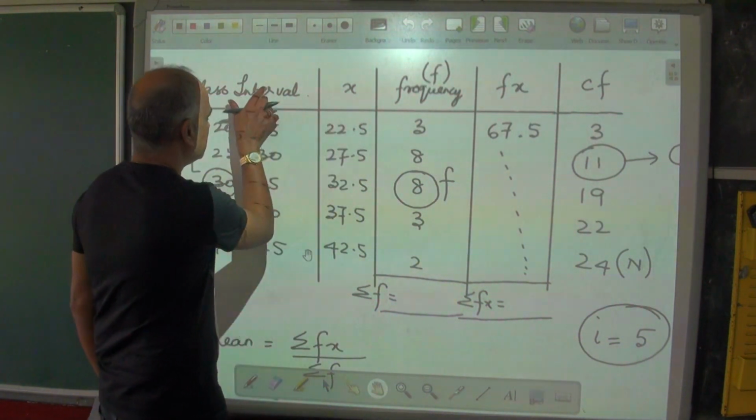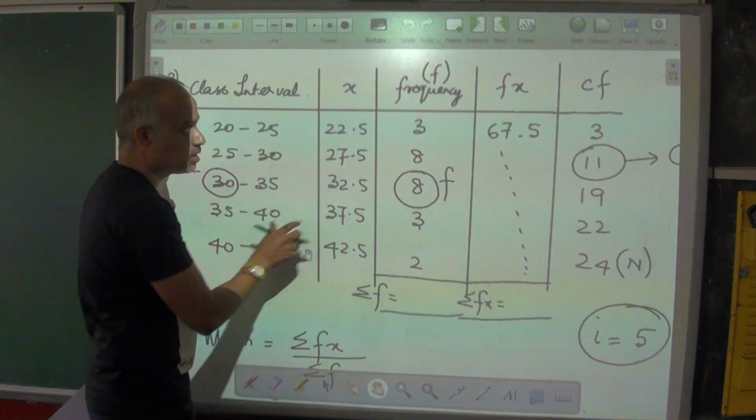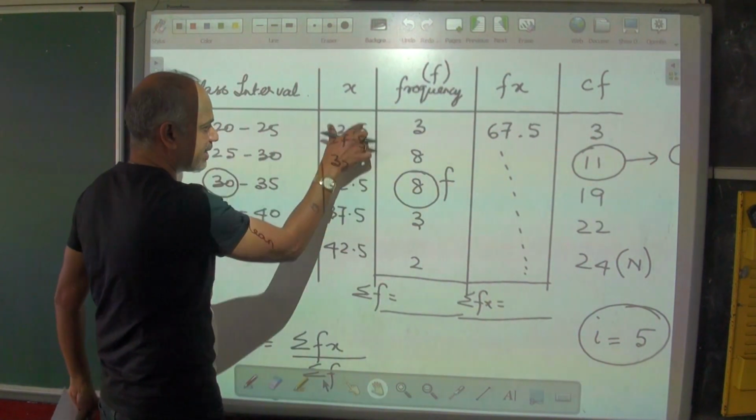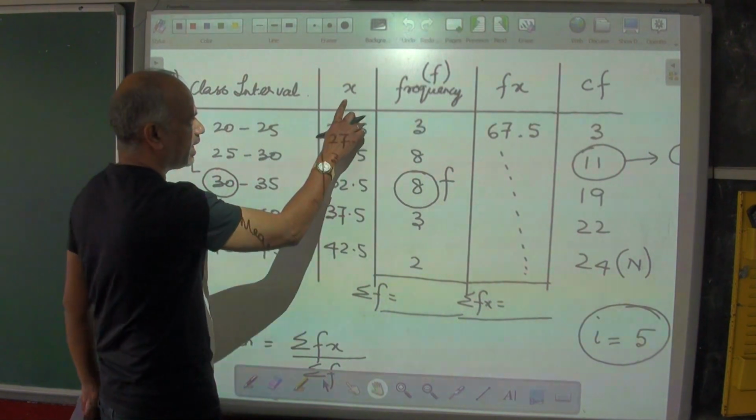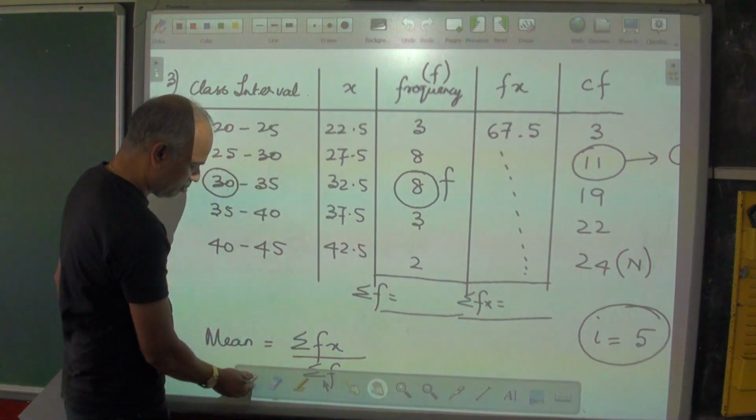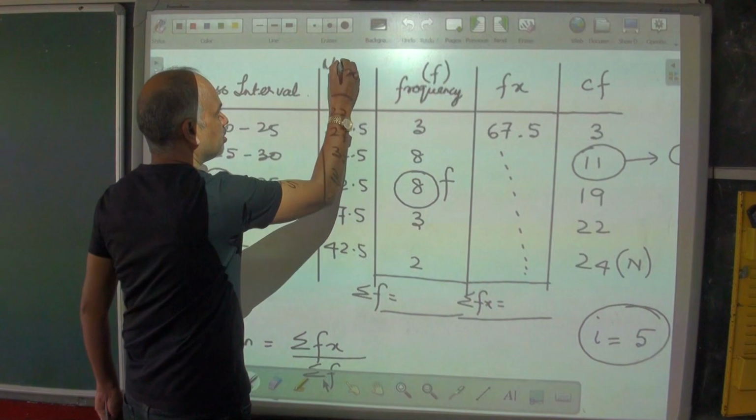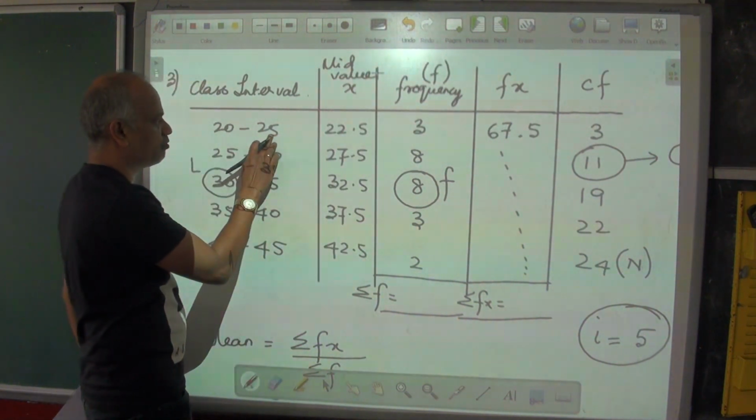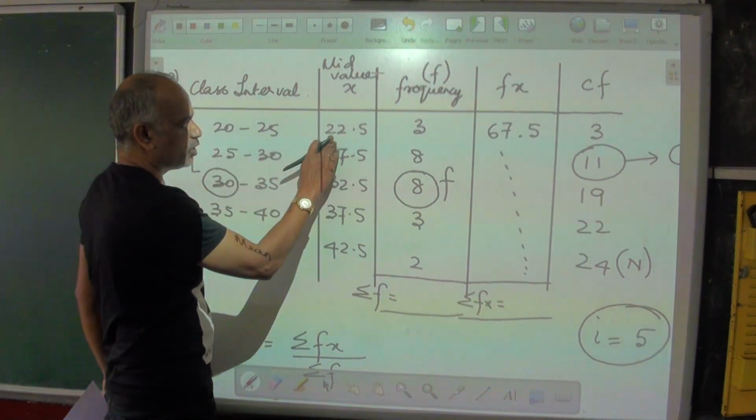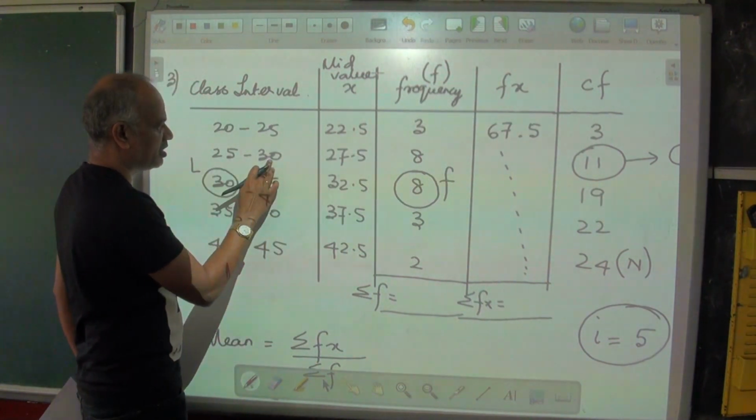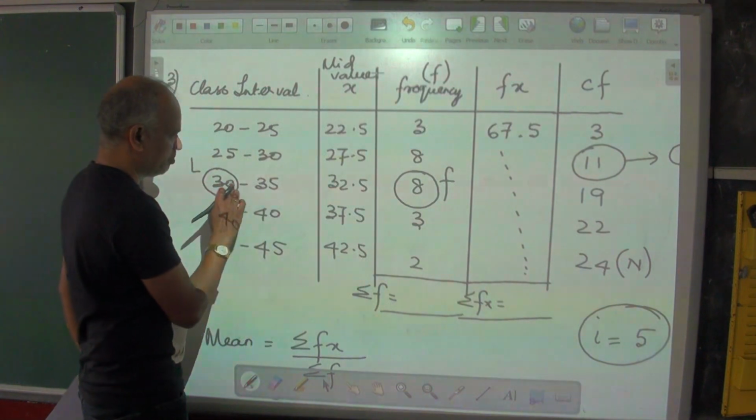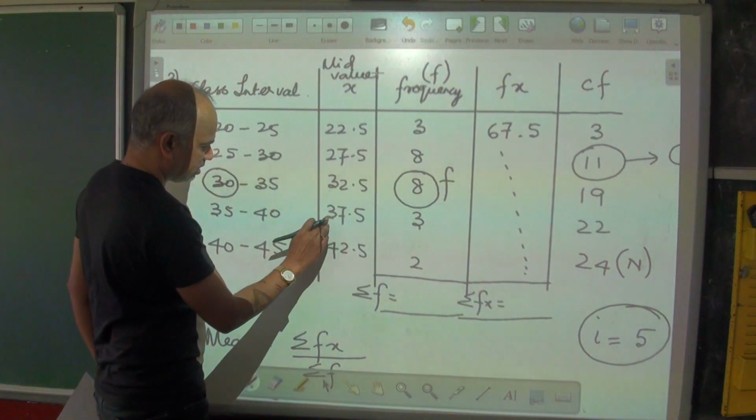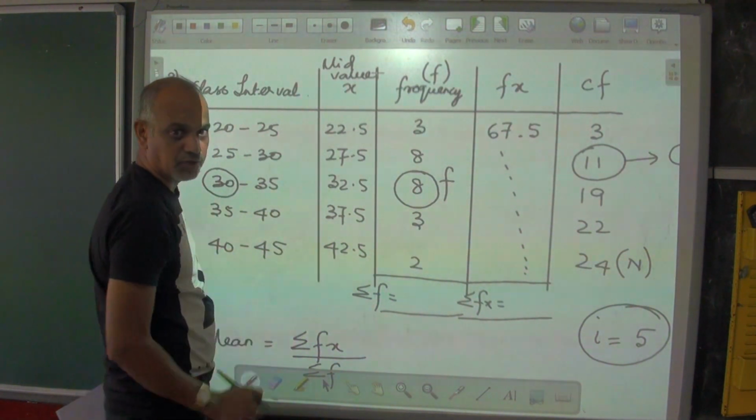Now, this class interval was given, frequency was given. The second column that you have to draw is the x value, which is actually the mid value of each class interval. Mid value of between 20 and 25 is 22.5. Between 25 and 30 is 27.5. Mid value between this is 32.5. Next one is 37.5. Next one is 42.5.